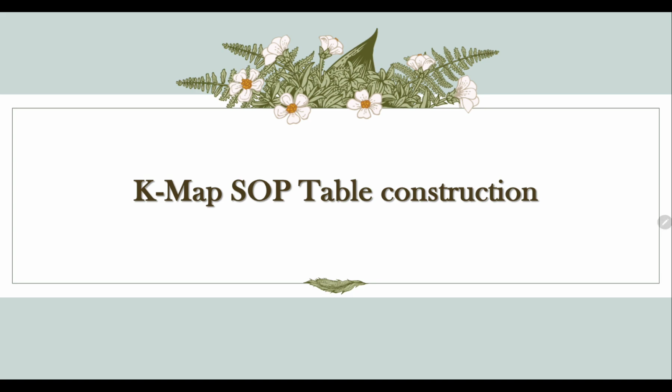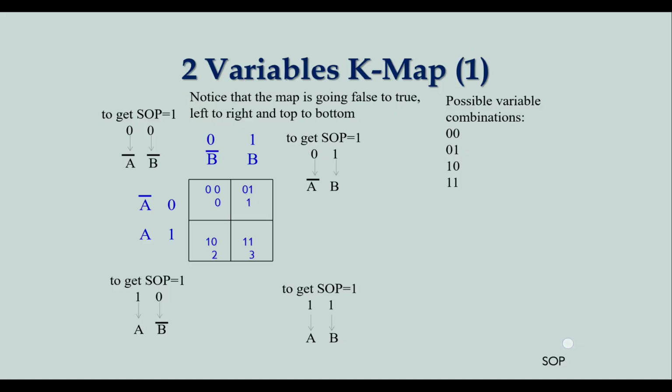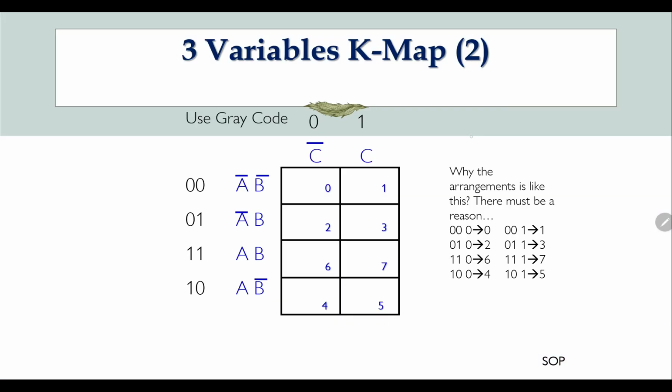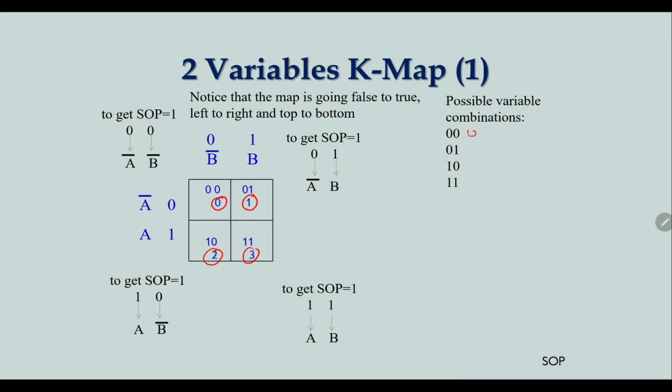Okay. For K-Map SOP table construction, this is an example for 2 variables, A and B. The cells start from 0, 1, 2, 3. 00 is 0, 01 is 1, 10 is 2, 11 is 3. So for 2 variables, it only counts from number 0 to number 3. So you read it as 00, 01, 10, 11.